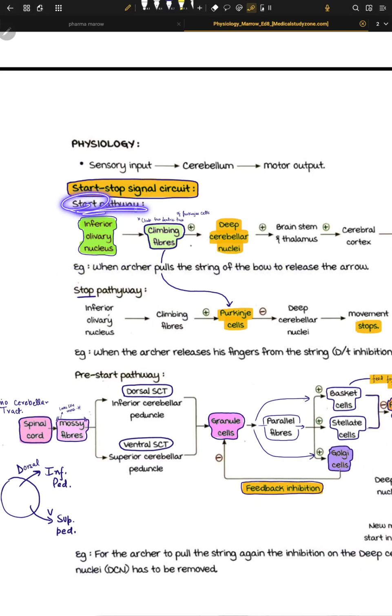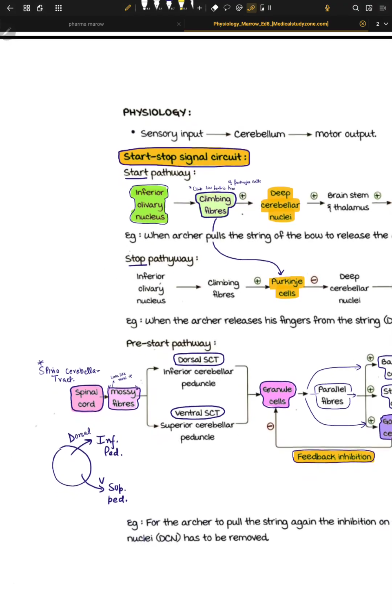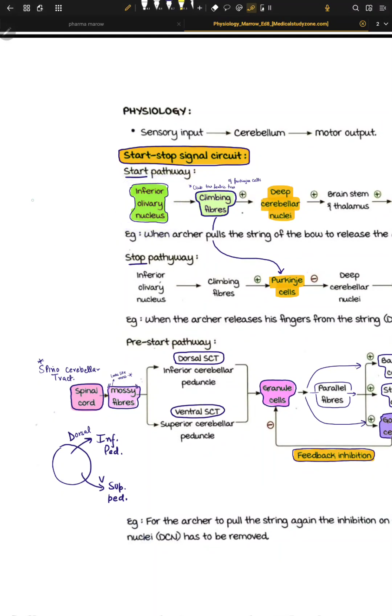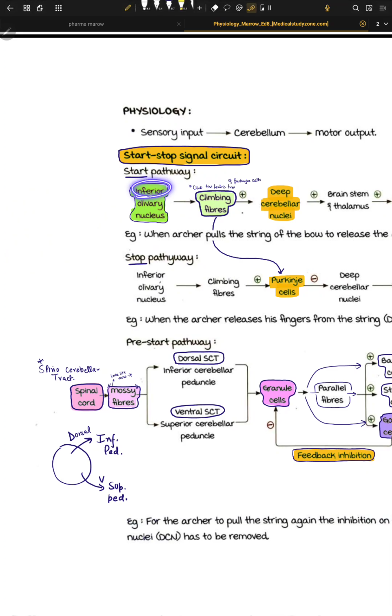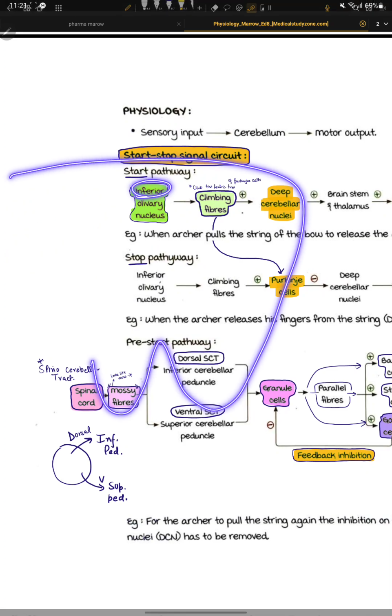So this is a start pathway. It's starting a movement. The start pathway starts from the inferior olivary bodies. They look like olives, right in the medulla, and they are inferior because, for example, I make an olive.